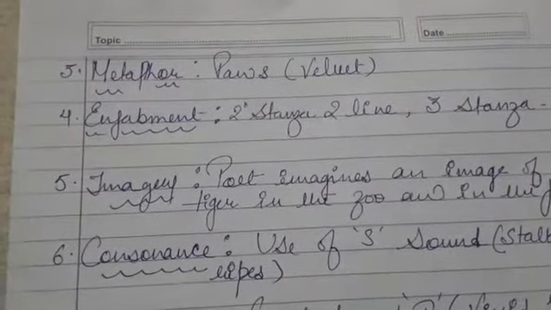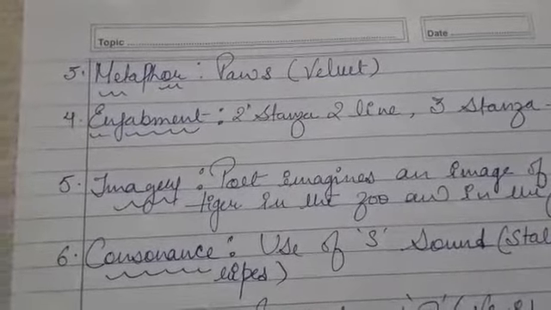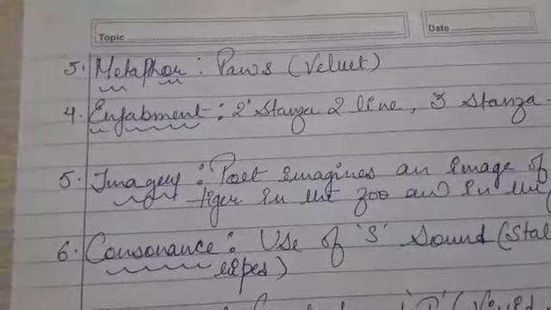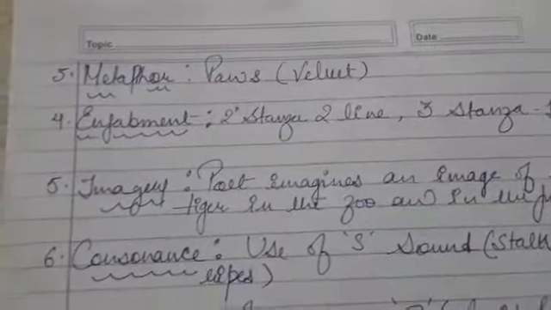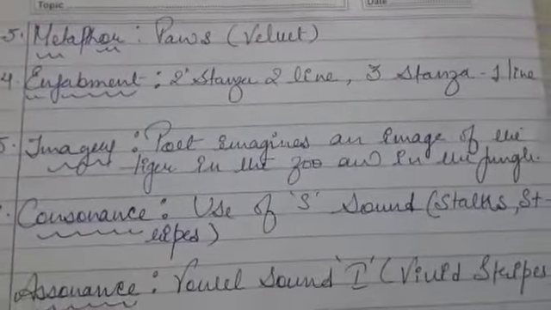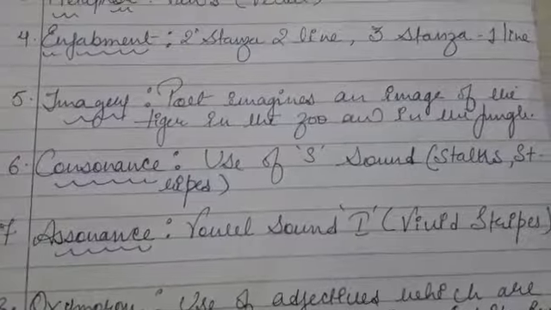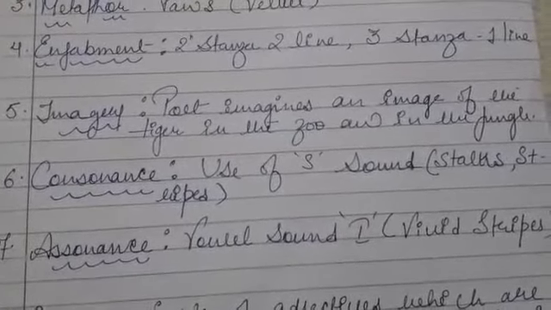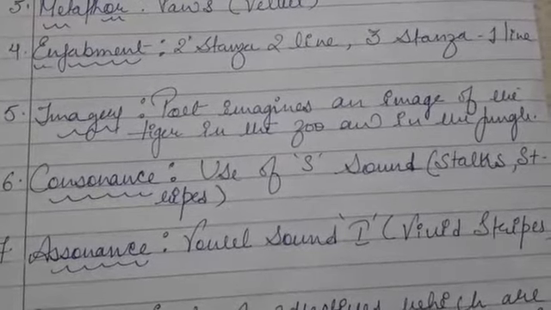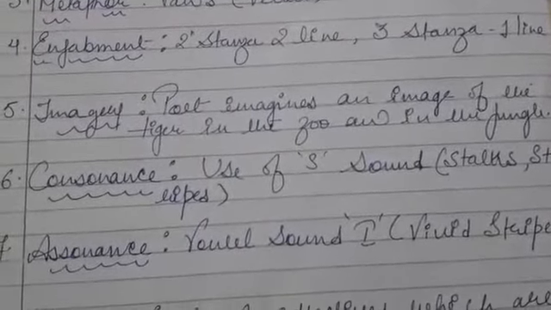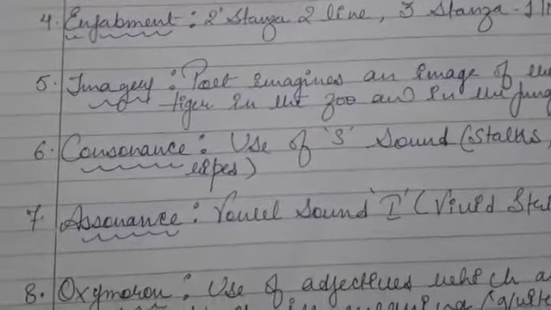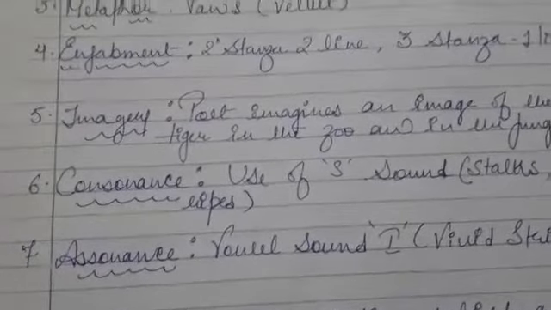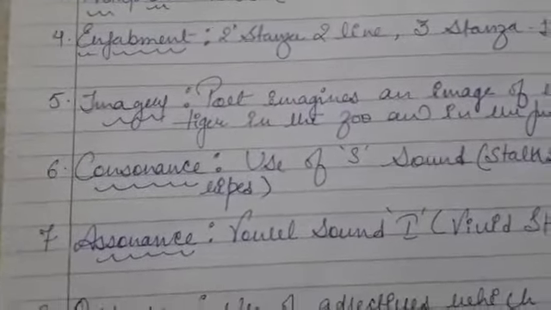Then you have enjambment. I have already explained what enjambment is in the previous video. You can go through it. But the example of enjambment you will find in the second stanza, second line, and third stanza, first line. Then the next poetic device is imagery. Here the poet imagines an image of the tiger in the zoo along with the tiger in the jungle. He is actually imagining these images, and thus he compares them later on.